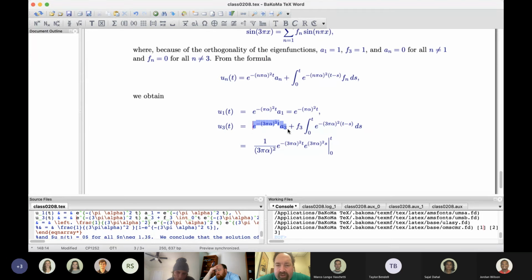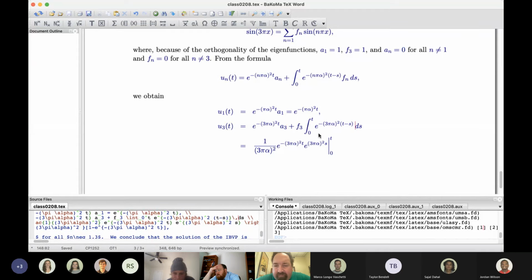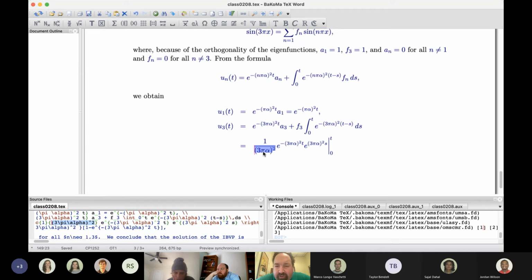So this term goes away. I actually carry out the integration. Notice the integration is with respect to s. So I could actually write this as, I could break it up into two exponentials, this one and this one. The one with t is a constant, can be pulled out of the integral. This is what we actually integrate, and that's why we're dividing by 3 pi alpha quantity squared.